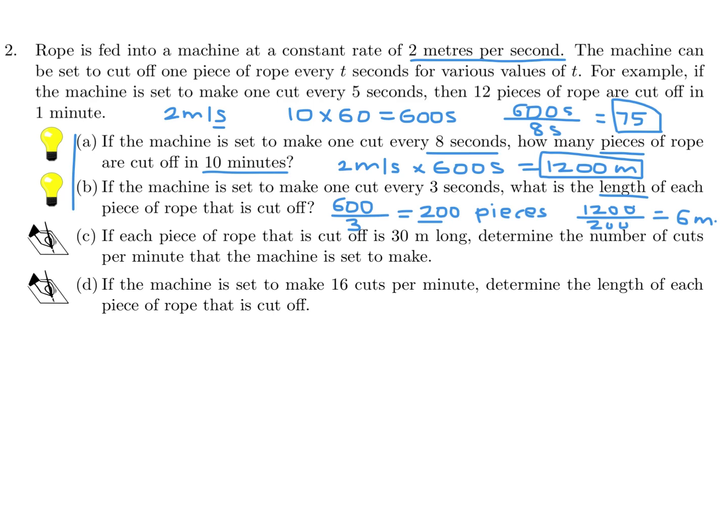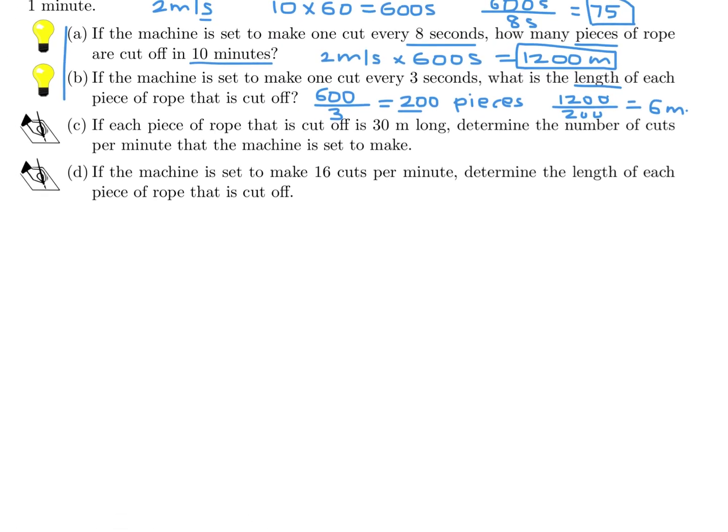C, if each piece of rope that is cut off is 30 meters long, determine the number of cuts per minute that the machine is set to make. Okay, so a little bit backwards this time. So again, the full length was 1,200 meters, and each piece was 30 meters. So that means there was 40 pieces. Okay, and then there's 600 seconds.